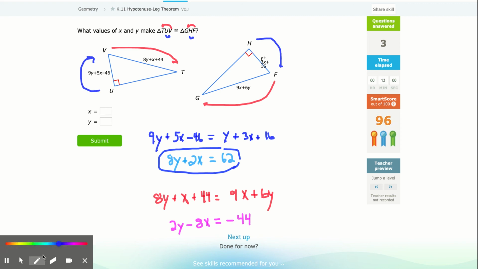Then I did the same thing with the red sides. I set this VT side, which is 8y plus x equals 44, equal to the FG side, which is 9x plus 6y. Again, I simplified. I minus the 6y over, right? 8y minus the 6y is 2y. I minus the 9x over. That gives me a negative 8x, or 1x minus 9x. And then I minus the 44 to the right to get this equation.